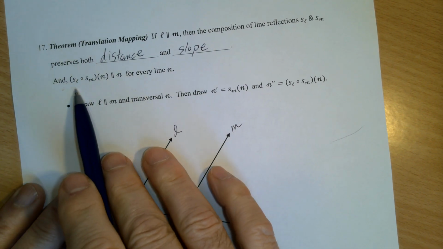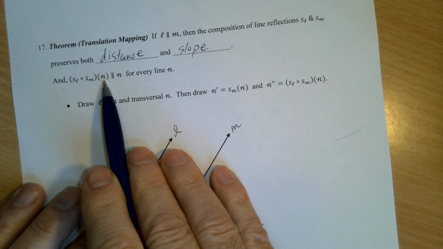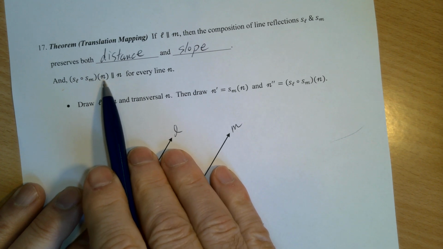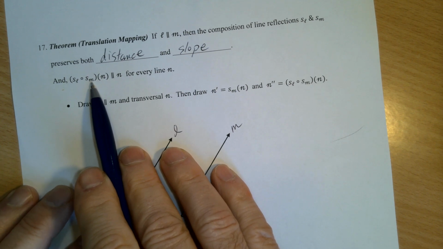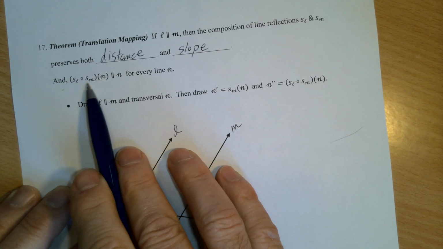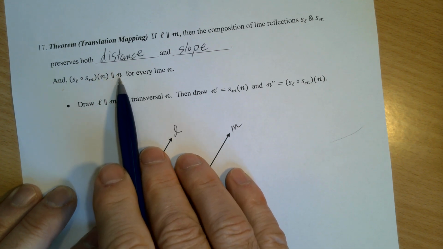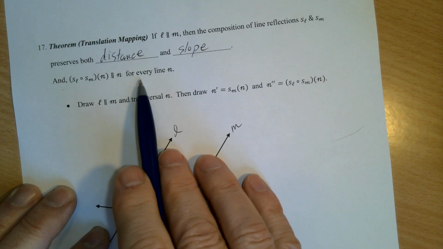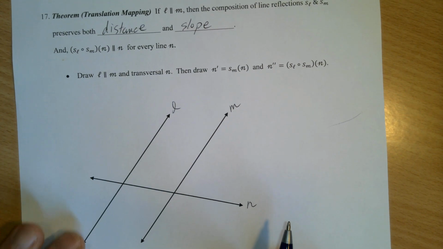Also, and this is what we'll do an example of, if you take the line N, any line N, apply the reflection S_M around the line M, then you apply the reflection S_L, around the line L. That line that you get out of that is going to be parallel to the original line N for every line N.